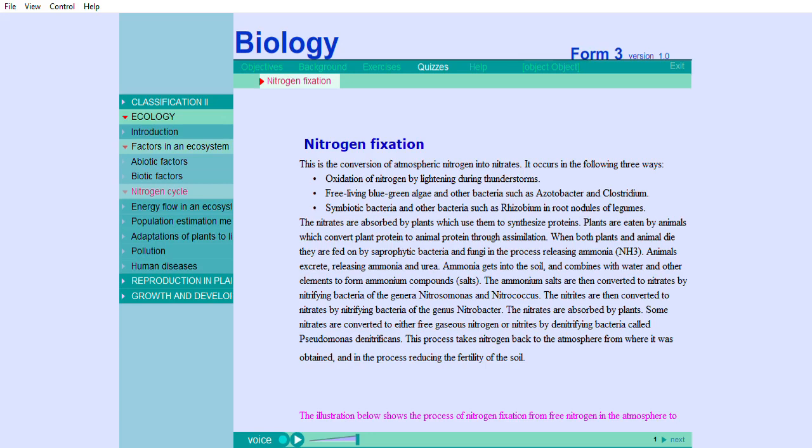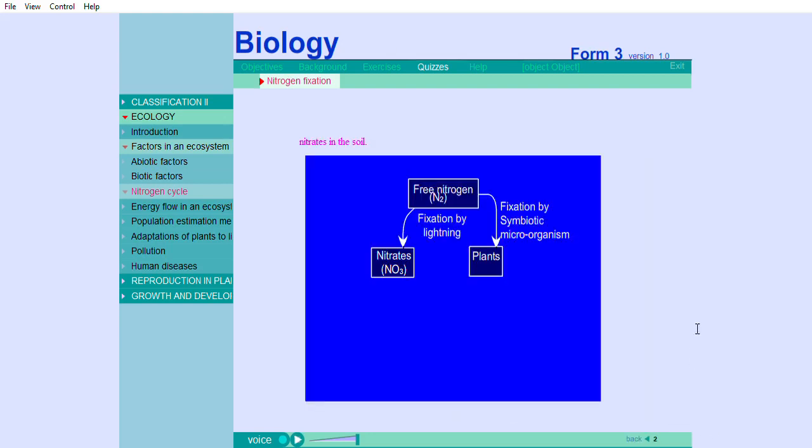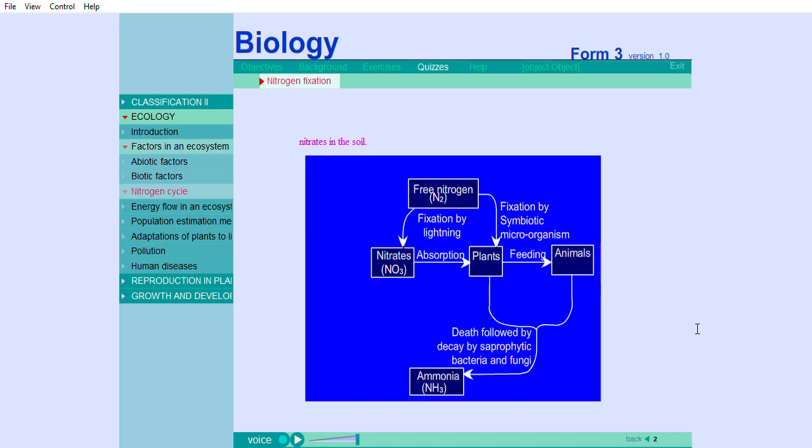This process takes nitrogen back to the atmosphere from where it was obtained, and in the process reduces the fertility of the soil. The illustration below shows the process of nitrogen fixation from free nitrogen in the atmosphere to nitrates in the soil.